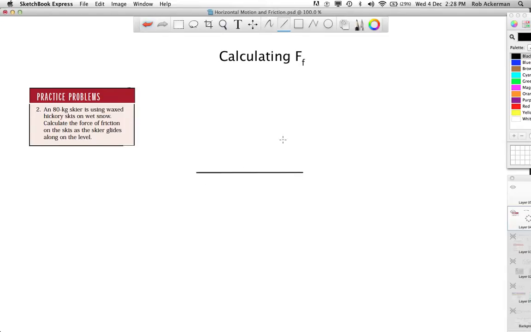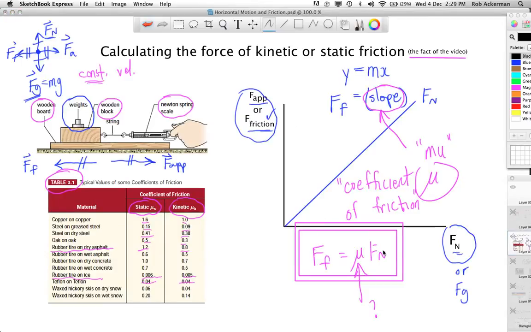So I'm going to draw this. There's a skier who looks like this. Skier is wearing skis, I hope. Has ski poles, maybe has a nice scarf there and a toque. There we go. Okay, so here goes our skier. And we know a few things. We know the mass is 80 kilograms. And we know that for hickory skis on wet snow, if we look in this table here, what do we find? Waxed hickory skis on wet snow, the coefficient for static friction is 0.2, but for kinetic friction it's 0.14.